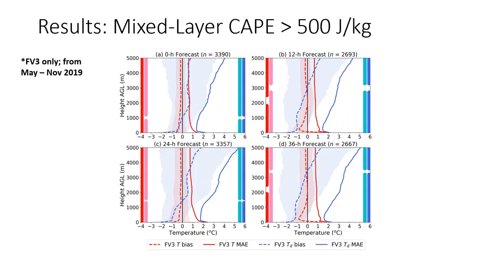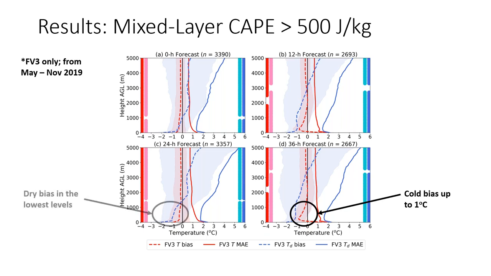So since the profiles seem to be fairly similar for both versions of the GFS, we decided to look at mixed-layer CAPE greater than 500 joules per kilogram of just the FE3 only, and this period runs from May to November of 2019. So you're looking at the same type of charts, and there are a couple of things to note here. The cold bias is still present in the lowest level, up to a degree Celsius. There's a dry bias in every one of the profiles in the 0 and 24 hour forecasts. It's about 1 to 1.5 kilometers.